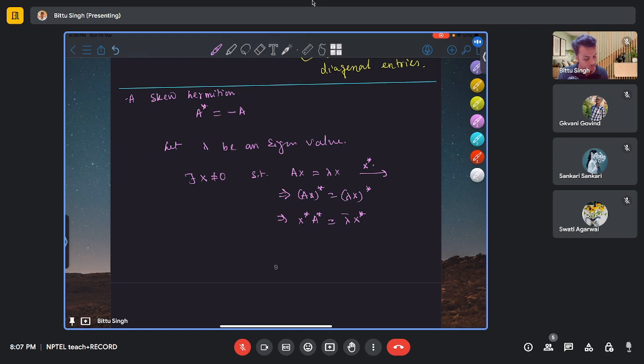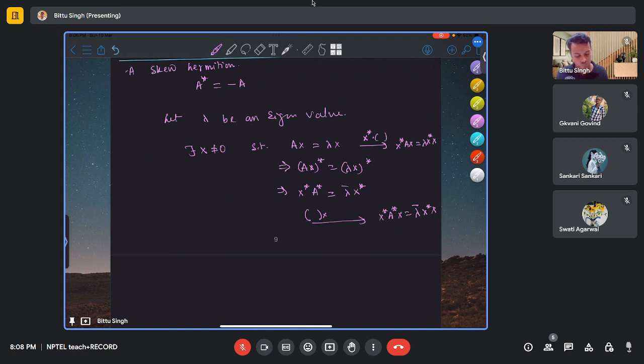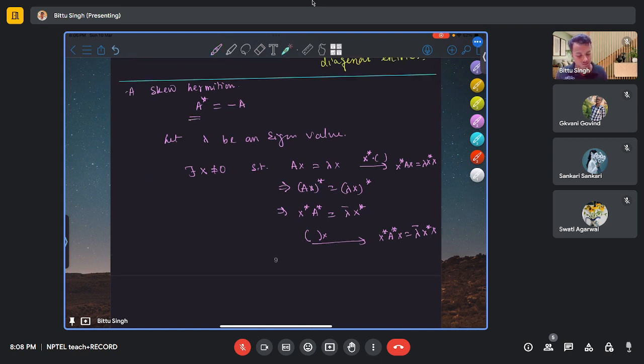Multiply x star on the left-hand side, and this will give x star Ax equal to lambda x star x. And from here, if you multiply by x on the right side, then we'll get x star A star x equal to lambda bar x star x. But we know that A star is the same as minus A, right? It is given. So from here, A star can be replaced by minus A.